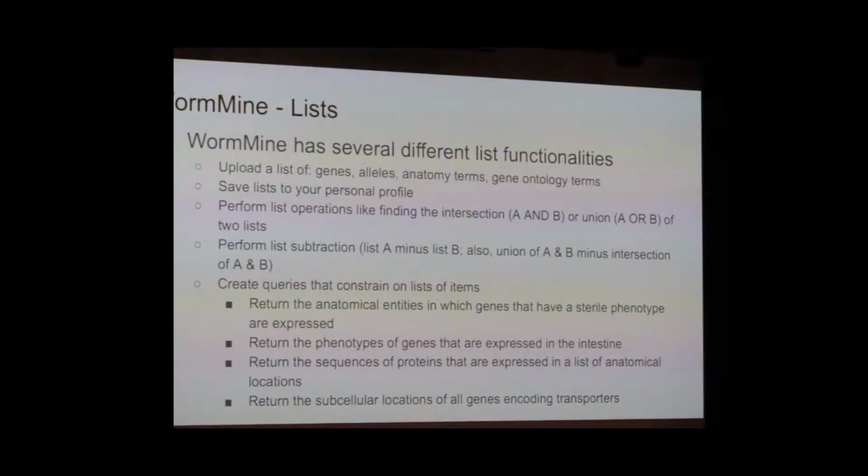We can also use lists to constrain on them in our queries. When we say we want all phenotypes for a particular list of genes, for example, you would save the list of genes in WormMine, and then in the query builder you would say constrain to only show me the phenotypes for the genes in this list that I created. So we can return, for example, all the anatomical entities in which genes that have a sterile phenotype are expressed, and we can do this using lists. Return phenotypes of genes that are expressed in the intestine. Return sequences of proteins that are expressed in a list of anatomical locations, or return subcellular localizations of all genes encoding transporters, for example.